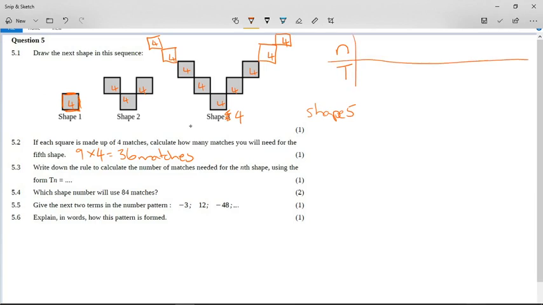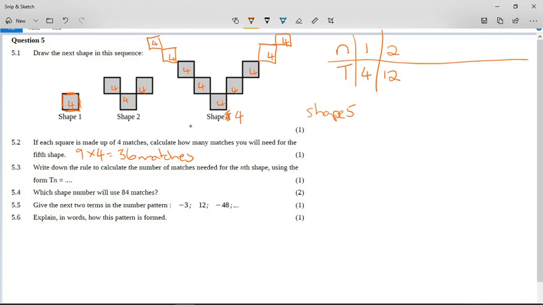So let's have a look here. The first shape is shape 1. Its number is 1. How many matches do we have? We have 4. Now this question doesn't tell you to draw a table, but I can promise you that if you draw a table every time you see a pattern, it's going to help you. So now the next shape is shape 2, okay, and I've got 4, and 4 and 4 is 8, and 4 is 12. So shape 2 has got 12 matches.